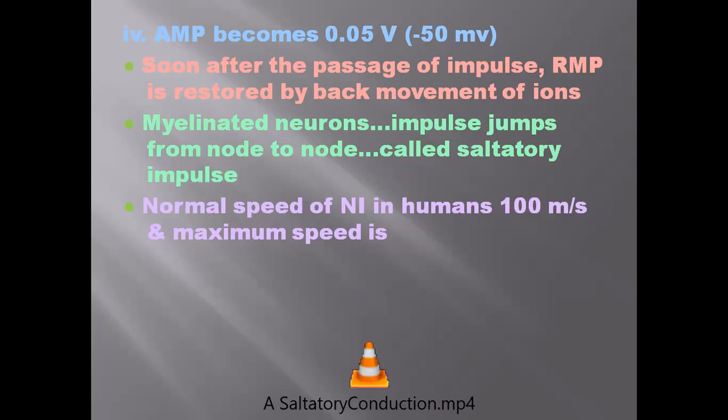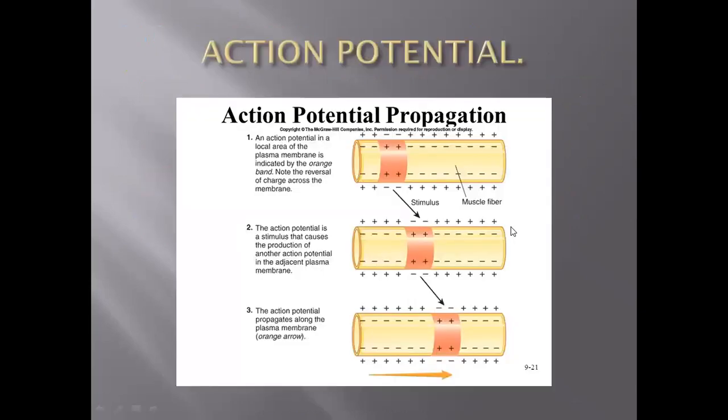Myelinated neurons serve to transmit messages faster as compared to non-myelinated neurons. Messages jump across the myelinated neurons, and such messages are called saltatory impulses, in which the message jumps from one node of Ranvier to the next node of Ranvier. The normal speed of nerve impulse in humans is about 100 meters per second.